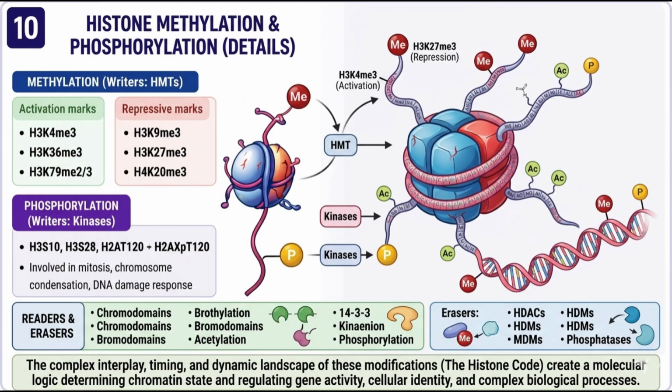Histone phosphorylation occurs on serine, threonine and tyrosine residues. Phosphorylation of H3S10 is strongly associated with mitotic chromosome condensation. Additionally, phosphorylation participates in DNA damage response signaling.